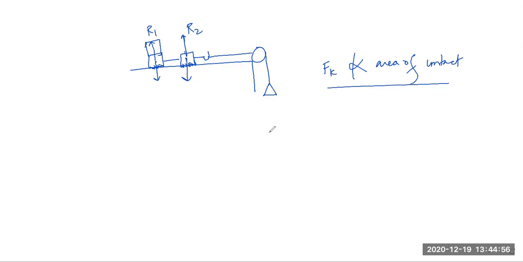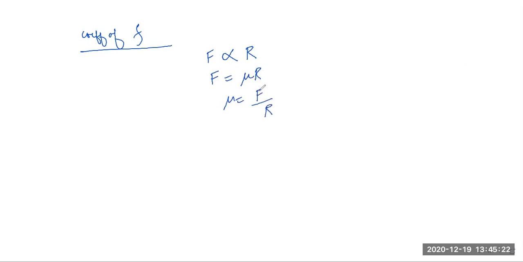And now we can go for coefficient of friction. See students, frictional force is directly proportional to normal reaction. F is equal to mu into R, so mu is equal to F by R. So, coefficient of limiting friction is limiting force by R.